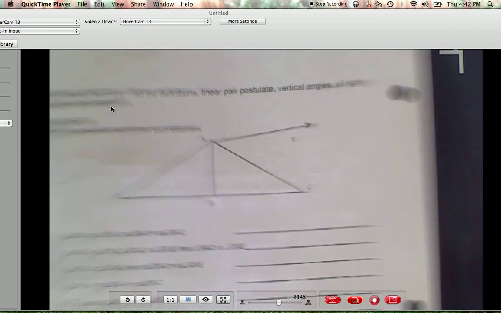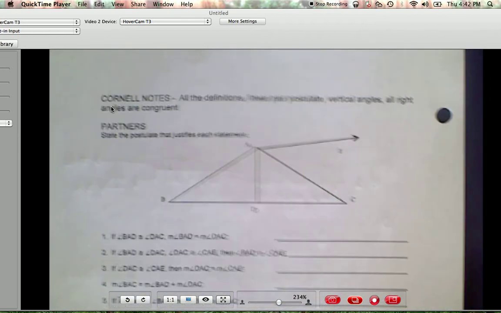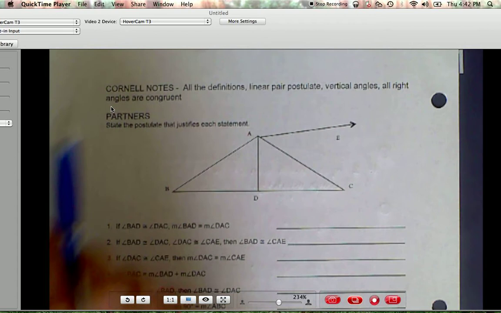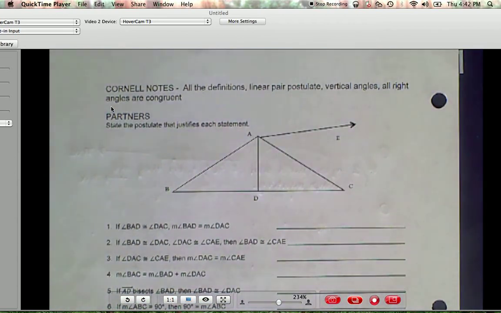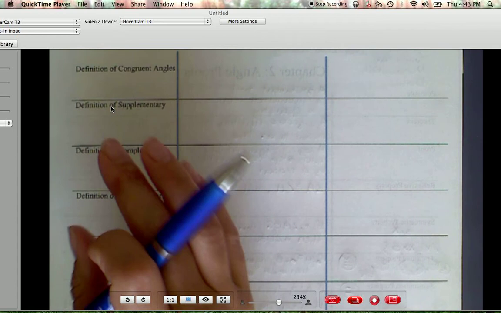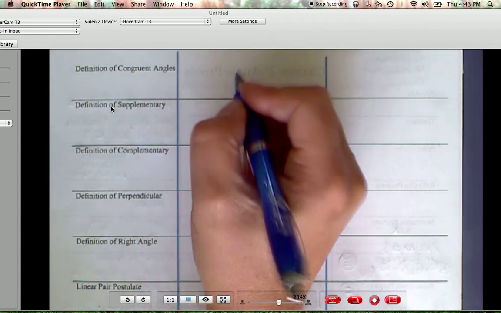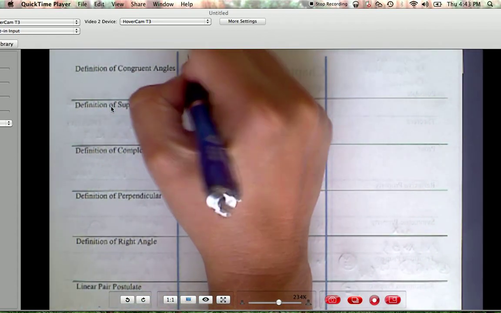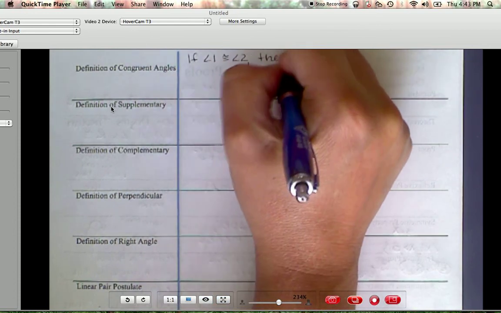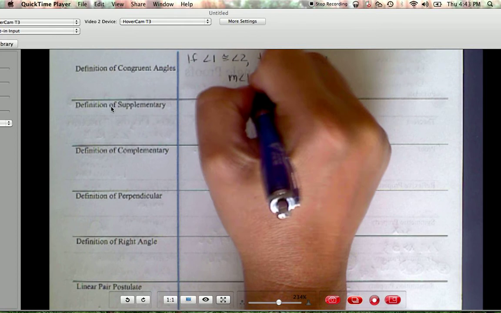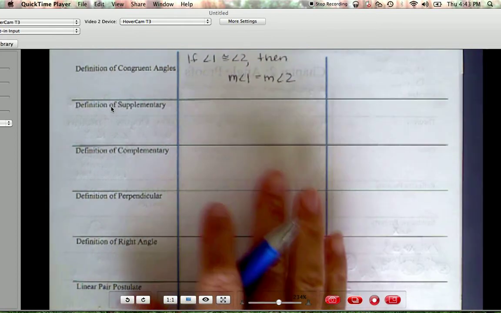What I am going to do is go ahead and give you the other Cornell note sheets, or the other Cornell definitions, so we can move more quickly through this second part here. So moving on to the definitions on the back side. Definition of congruent angles. The definition of congruent angle is very simple. It says if angle 1 is congruent to angle 2, then that means the measure of angle 1 equals the measure of angle 2. Okay?